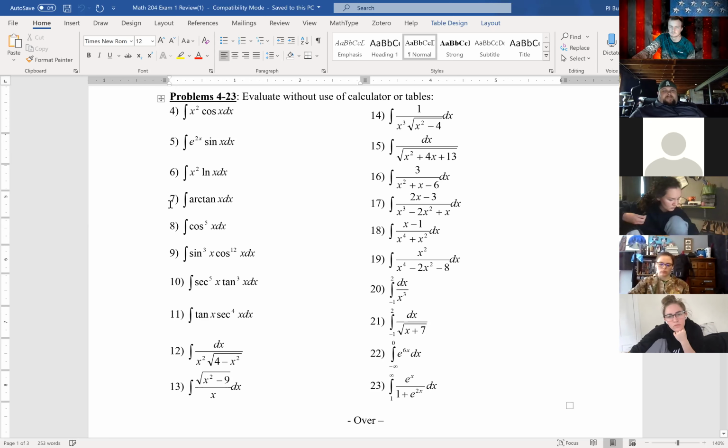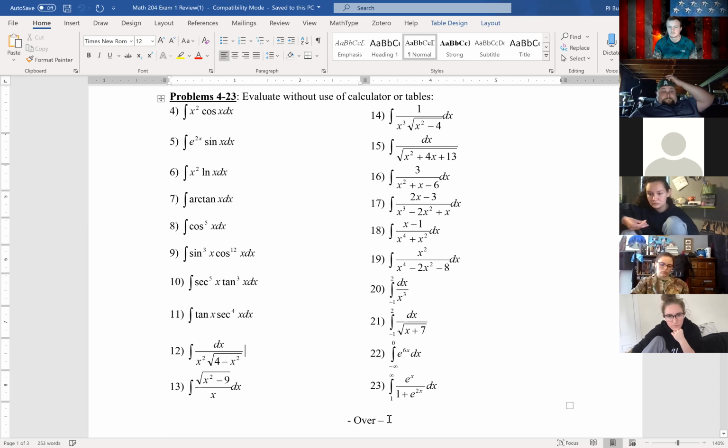What about 7? For 7, I think I did by parts, where you let dv equal dx. So that's one of the ones that's by parts, but we called it not apparent, right? Because there's only one function, and you do let dv equal dx. So good.